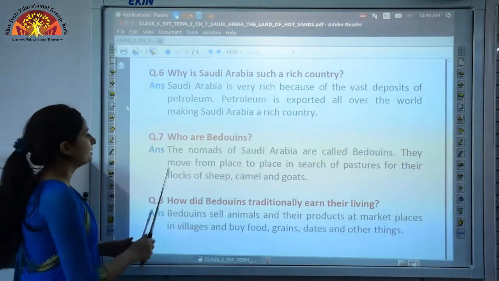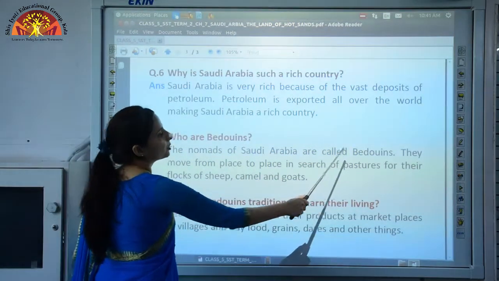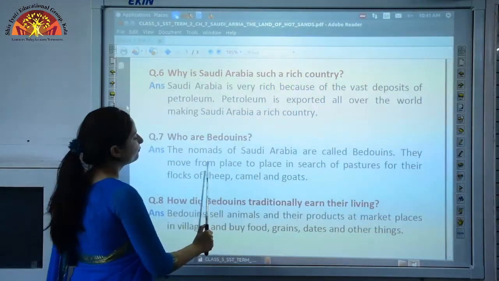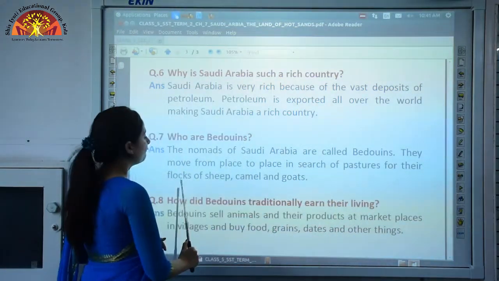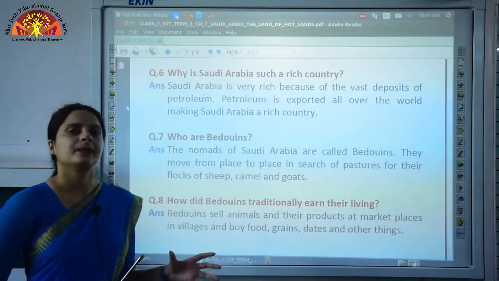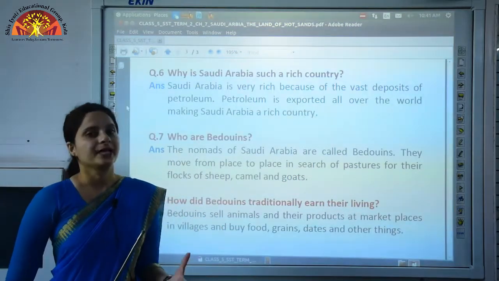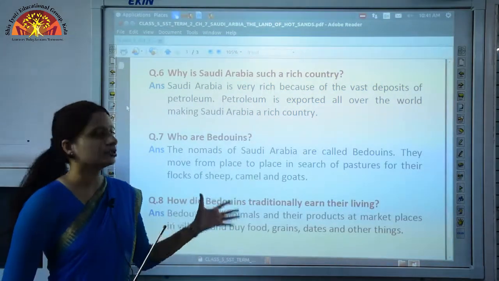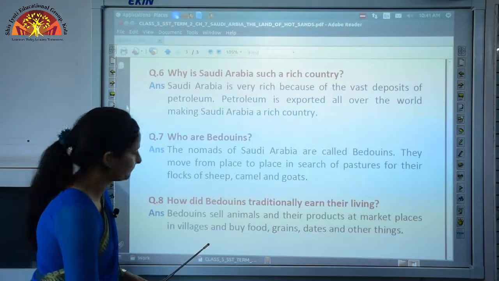Question number 7 is, who are Bedouins? The nomads of Saudi Arabia are called Bedouins. They move from place to place in search of pastures for their flocks of sheep, camels and goats. Now the nomadic people of Saudi Arabia are called Bedouins, and they move from place to place in search of pastures for their flocks of sheep, camels and goats.